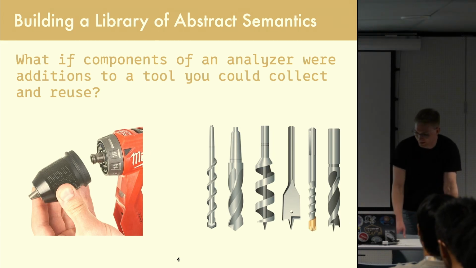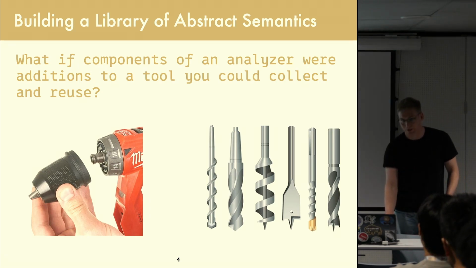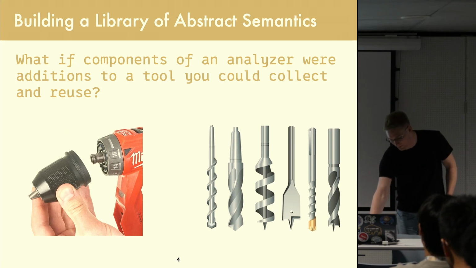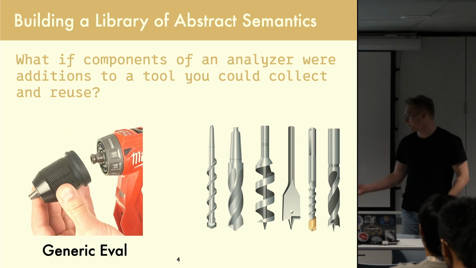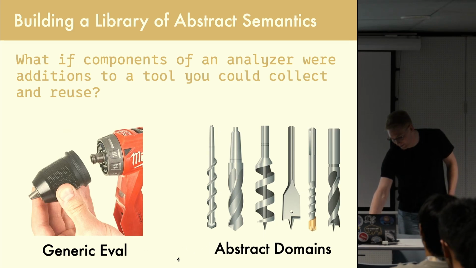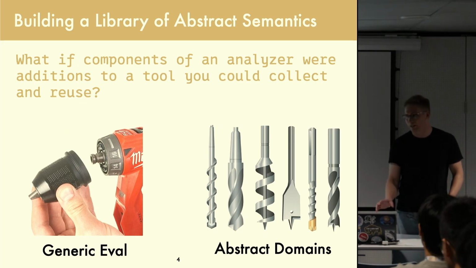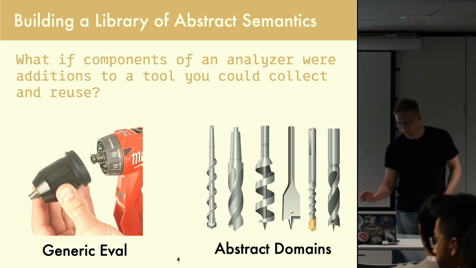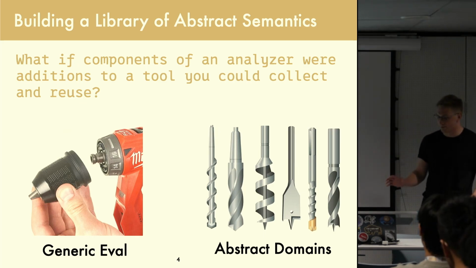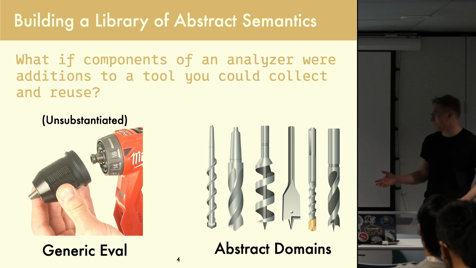So what if we could build a library of abstract semantics, which would give us a tool that we could reuse depending on the abstract domain that we're operating in? In this sense, a drill head would be a generic evaluation function, and each of these different bits that we can put in are like abstract domains. We have a generic function that can take different domains, allowing us to focus on building new domains instead of building new evaluations. The terminology we use for this is substantiated. We say that you substantiate your evaluation with semantics, being an abstract domain.